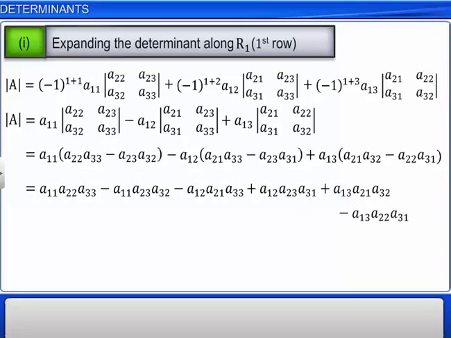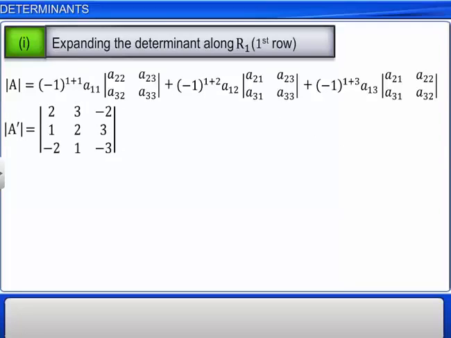Let us now apply these steps to expand the determinant of A' along the first row. The first entry of the first row is 2. Multiplying it with minus 1 raised to the power of 1 plus 1, where 1 plus 1 is the sum of the suffixes of A11, which is the position of this entry in the matrix, and then by the second-order determinant obtained by deleting the elements of the first row and the first column of the determinant.